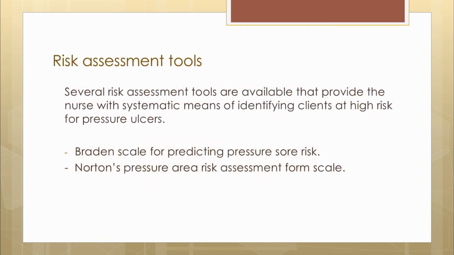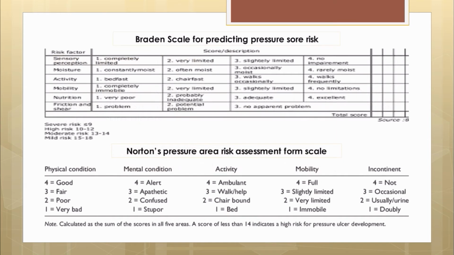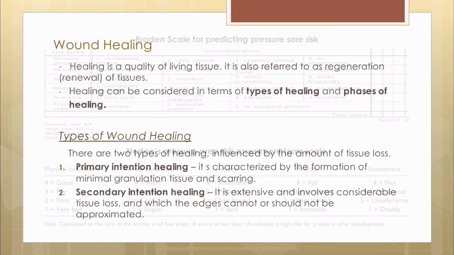Risk assessment tools. Several risk assessment tools are available that provide the nurse with a systematic means of identifying clients at high risk for pressure ulcers. Braden scale for predicting pressure sore risk, and the Norton's pressure area risk assessment form scale. So there's the picture of the Braden scale for predicting pressure sore risk and the Norton's pressure area risk assessment form scale. So those are the tools that are available to help the nurse identify the clients at high risk of pressure ulcers.